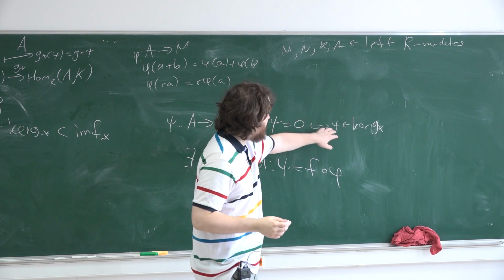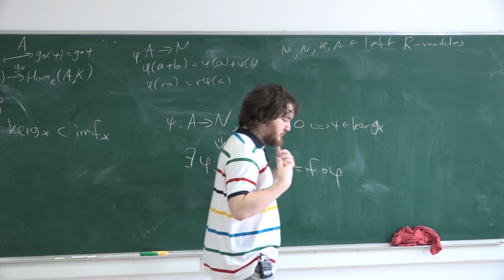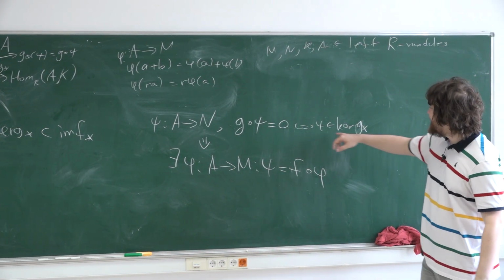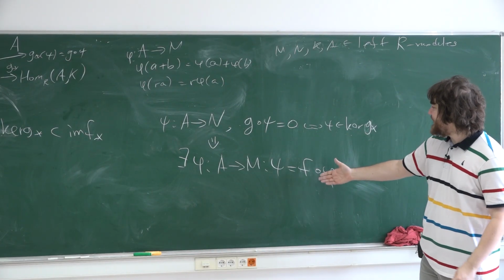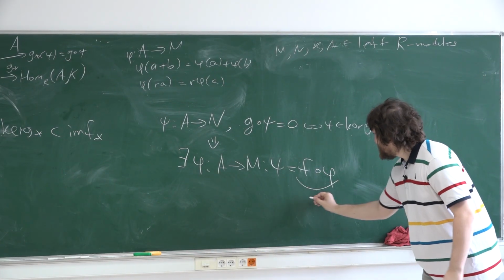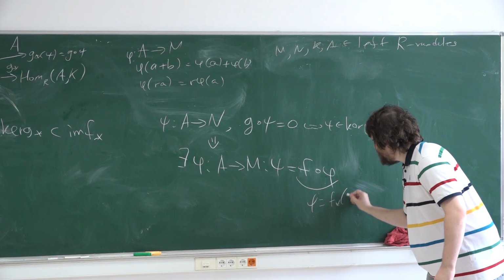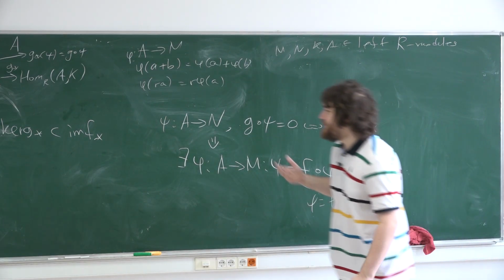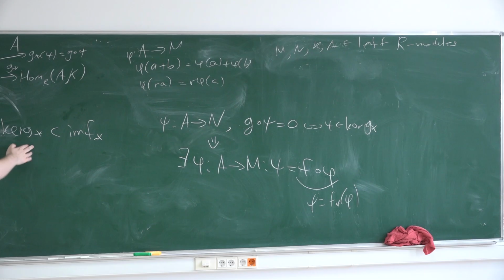I pick some element from the kernel, and I want to prove that this element is in fact in the image of F, because this means that psi is F star of some phi. It's what I want to prove: that if I have an element from the kernel, then in fact it's in the image.